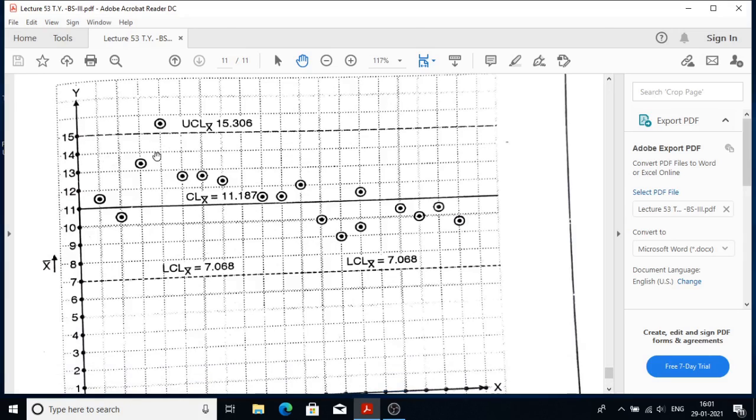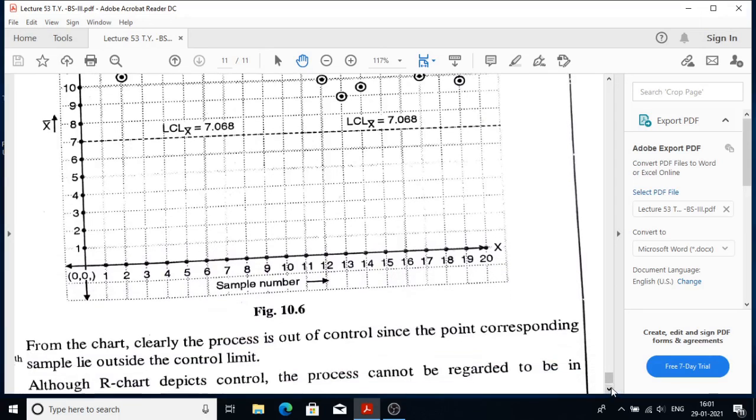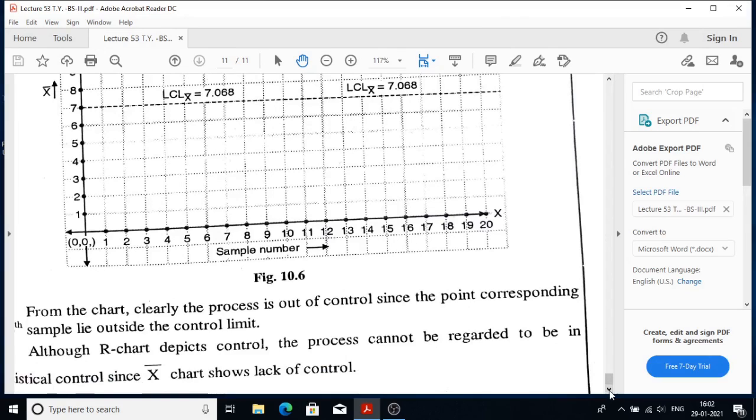We can observe that fourth value is going above the upper control limit. So we can say that the process is out of control. So we can conclude from the chart clearly the process is out of control since the point corresponding to fourth sample lie outside the control limit. So although our chart depicts control, the process cannot be regarded to be in statistical control since X bar chart shows lack of control.